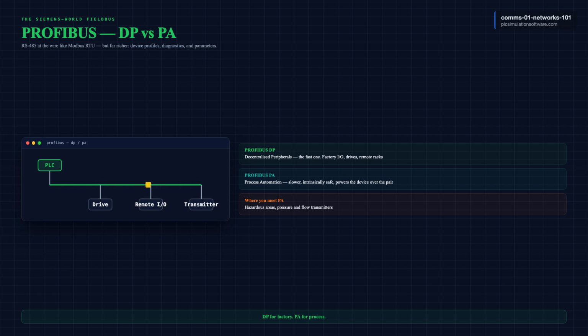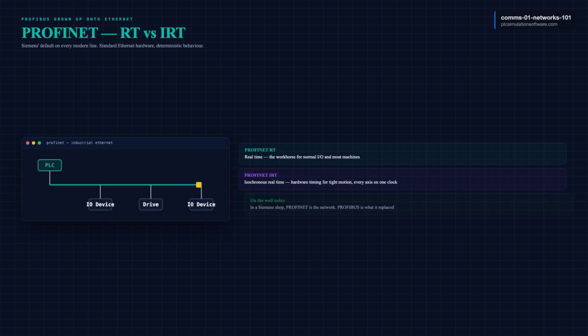Now, PROFINET. PROFINET is PROFIBUS grown up onto Ethernet. It is Siemens' default on every modern line, and it runs on standard Ethernet hardware. It comes in performance classes. PROFINET RT, real-time, is the workhorse for normal I/O and most machines. PROFINET IRT, isochronous real-time, adds hardware timing for tight motion control, where every axis must move on the same clock. Same connectors as your laptop. Deterministic behavior the office network could never give you. If you're working in a Siemens shop today, PROFINET is the network on the wall. PROFIBUS is what it replaced.